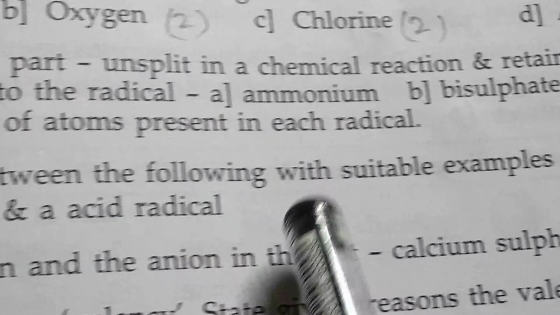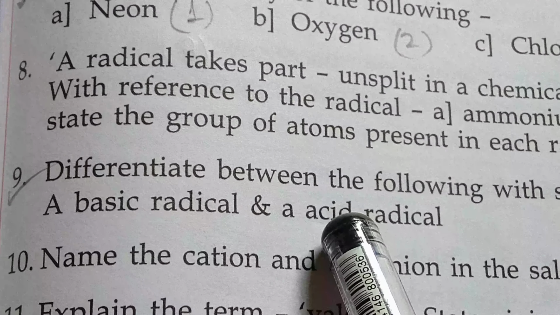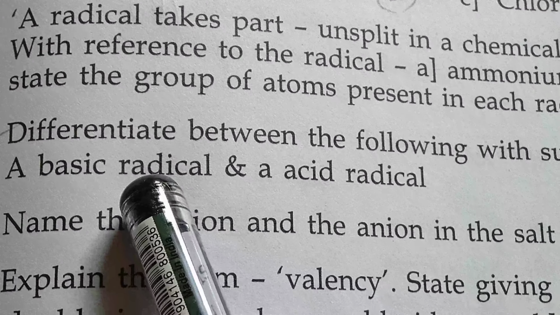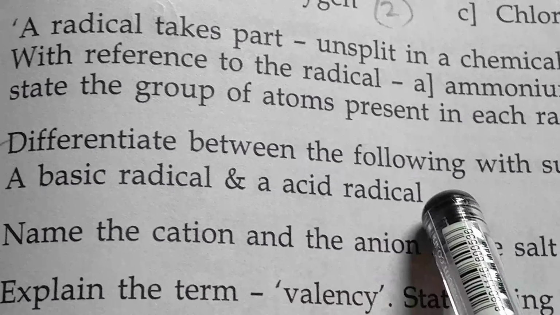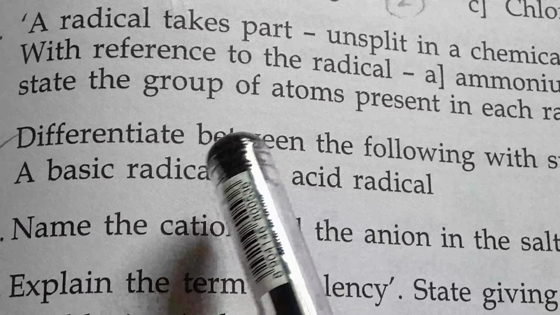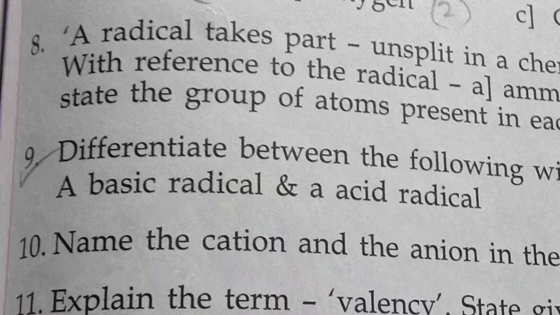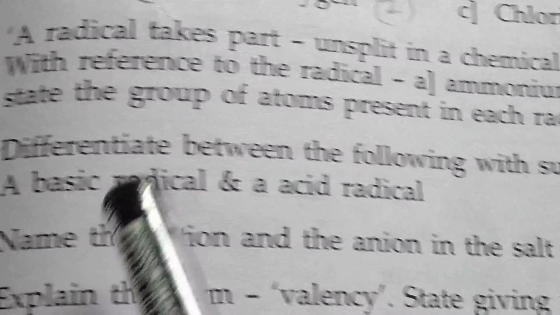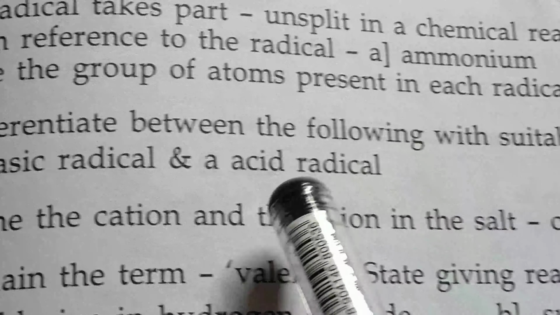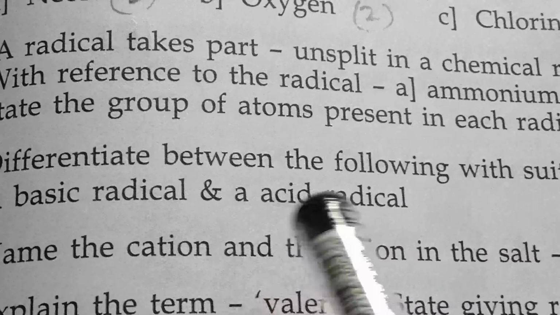Differentiate between the following with suitable examples. Basic radicals and acidic radicals. So what is the basic difference? Basic radicals are basically positive radicals and acidic radicals are negative radicals. A basic radical is formed by replacing the hydroxyl ion. After replacing the OH ion, a basic radical is formed, whereas in acidic radicals, after replacing the hydrogen ion, it transfers into a negative ion. Then it will be called an acidic radical.